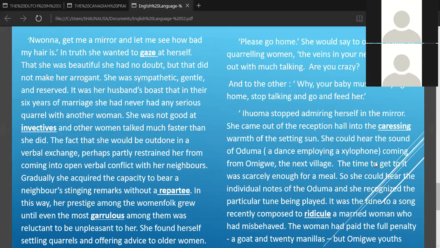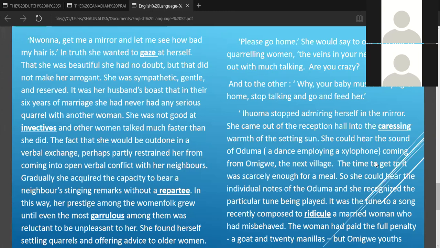Moana, get me a mirror and let me see how bad my hair is. In truth, she wanted to gaze at herself. That she was beautiful, she had no doubt. But that did not make her arrogant. She was sympathetic, gentle, and reserved.